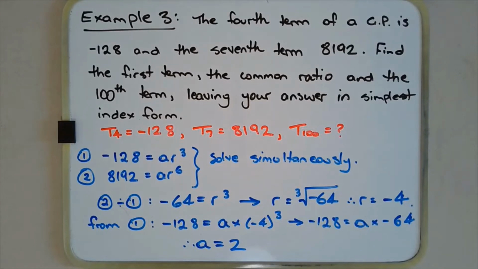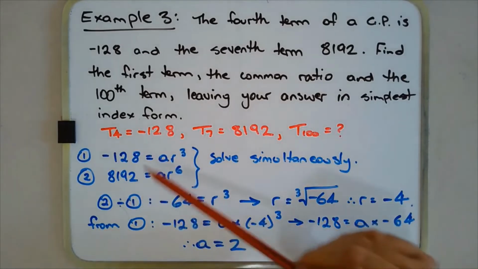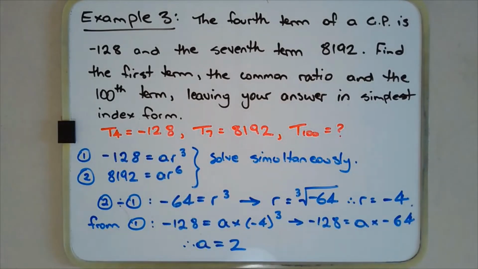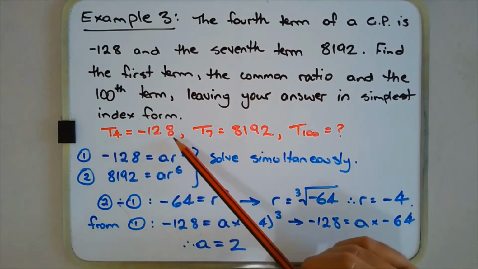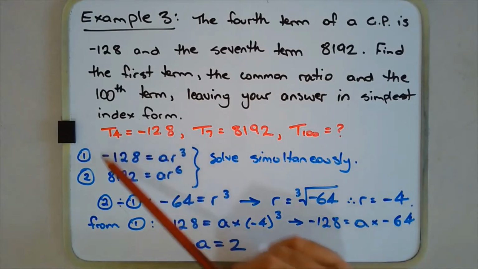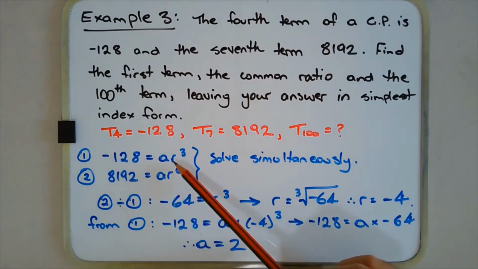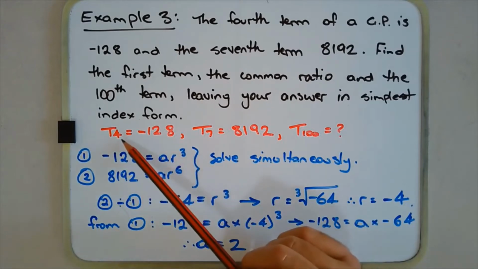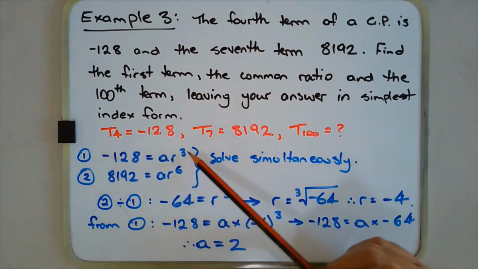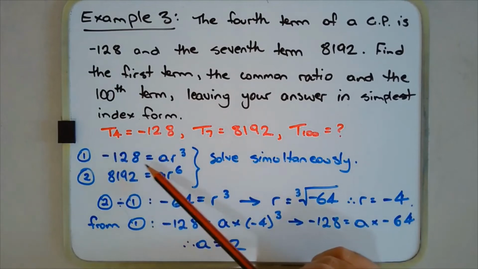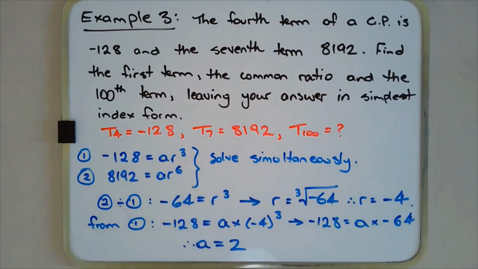Now recall that the formula for the nth term of a geometric progression is Tn equals AR to the power of n minus 1. So we can use that to form two equations which we can then solve simultaneously. We know that T4 is equal to negative 128. So the equation we can form is negative 128 equals A multiplied by R to the power of n minus 1. Now n is 4 in this case, so 4 minus 1 is 3. So equation 1 is negative 128 equals AR to the power of 3.